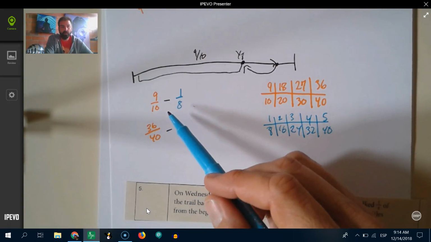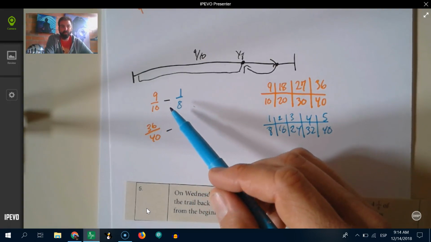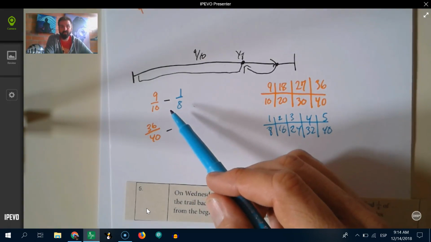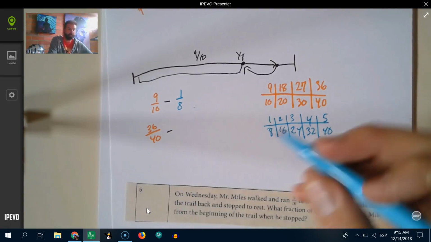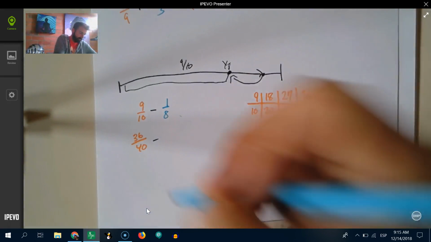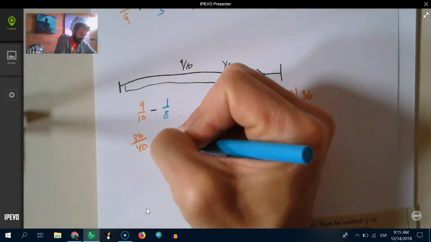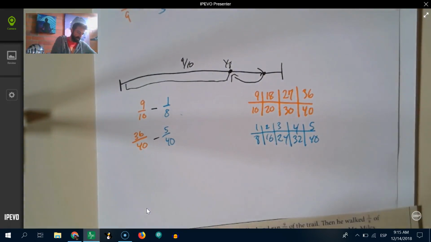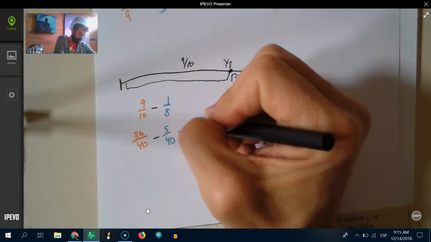And then just right, I would say it's going to be something equivalent around 7/10 or so, maybe. I don't know. But that feels good. Sorry that I skipped that part. 5/40. Right? So I'm subtracting those two things. And that is going to give me 31/40.